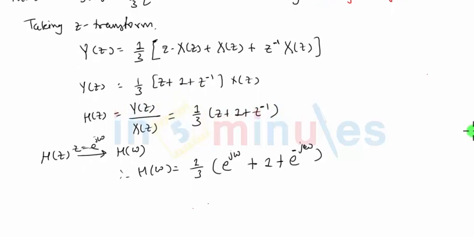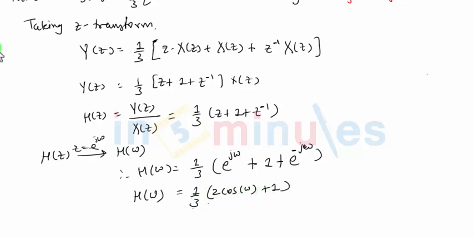Now this can further be written as, we all know that e raised to j theta plus e raised to minus j theta upon 2 is nothing but cos of theta. So we have e raised to j omega plus e raised to minus j omega. There is no division by 2, so that 2 can be taken along with cos. So this will be 2 cos of omega, and I'll be left with this plus 1. So that becomes my H of omega: 1 by 3 into 2 cos omega plus 1.